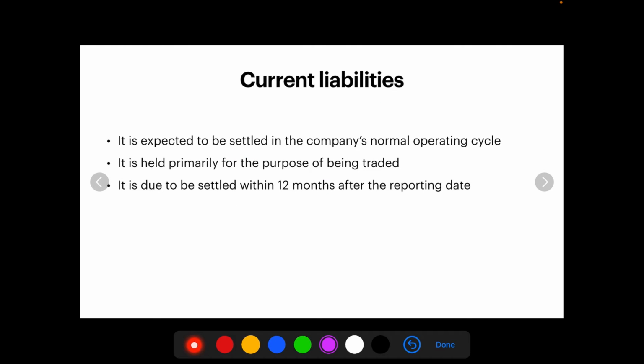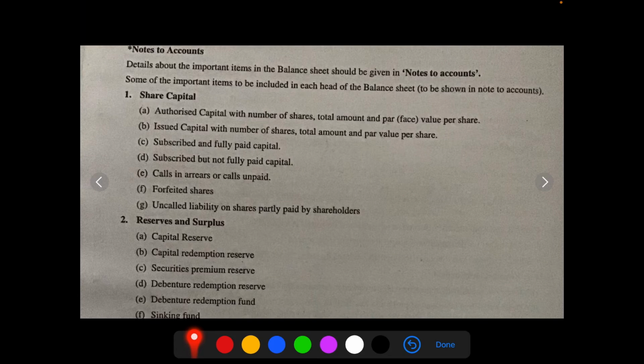Current liabilities. Now, these are expected to be settled. Liability, we know, is an obligation, and these obligations are settled in the normal day-to-day activity of the business. Again, these liabilities are held for trading purpose, and these obligations have to be settled within 12 months after the reporting date. So here you got the clear picture about current assets and current liabilities. Students, if you follow the notes, I have given some important points which will help you to prepare notes to accounts. So when we have share capital, you might get certain items like authorized capital, issued capital, subscribed capital, and so on.